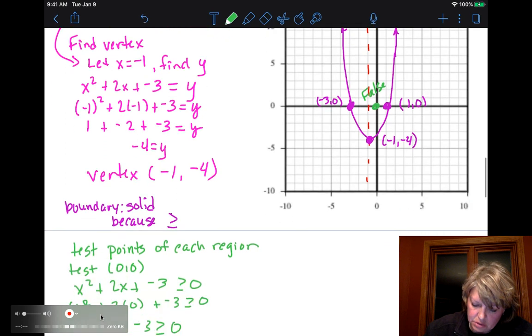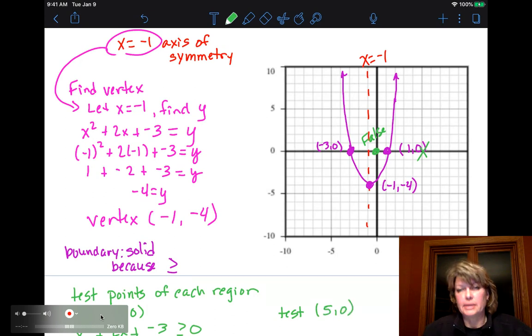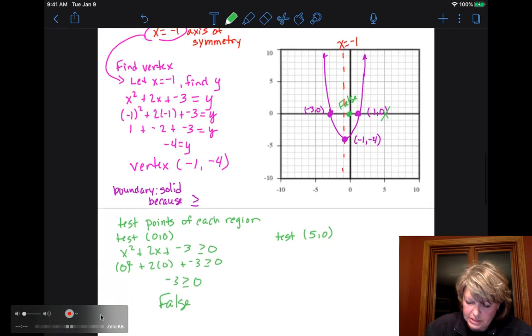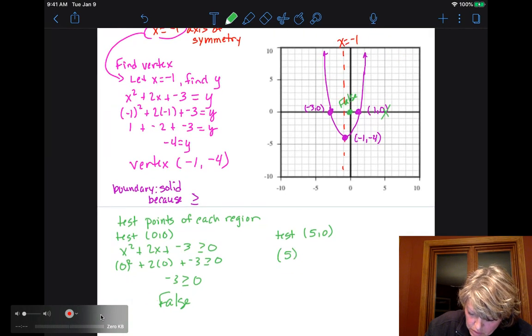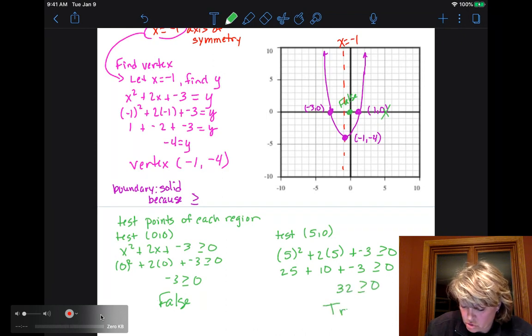Not a bad idea to test it though. So let's test a point outside. I'm going to test the point right here. I'm going to test 5, 0. You can pick any point you want that's outside the parabola, not on the parabola. So if I test 5, 0, 5 squared plus 2 times 5 plus -3 greater than or equal to 0. 25 plus 10 plus -3 greater than or equal to 0 would be 32. 32 greater than or equal to 0? True. So this one works.